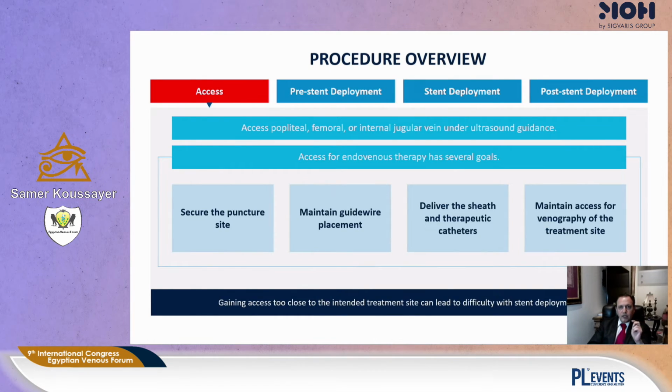So how do we do the procedure? First, we get access, usually popliteal, femoral, or internal jugular vein, sometimes under ultrasound guidance. Secure the puncture site, maintain guidewire placement, deliver the sheaths and therapeutic catheters, and maintain access for venogram of the treatment site. Getting access too close to the intended treatment site can lead to difficulty with the stent deployment.